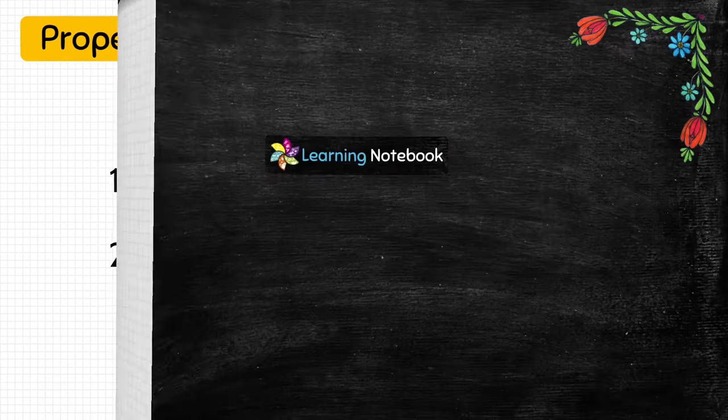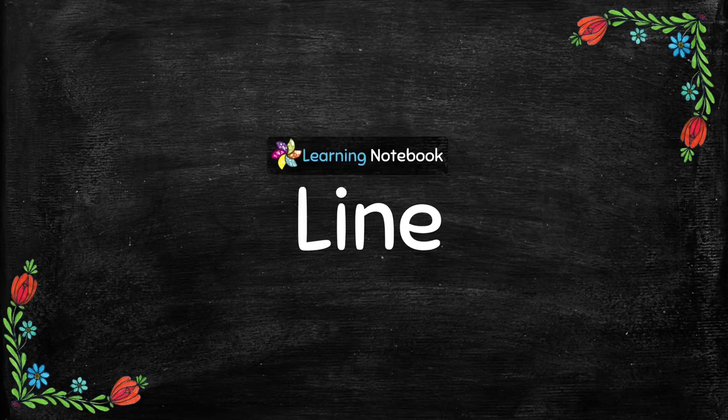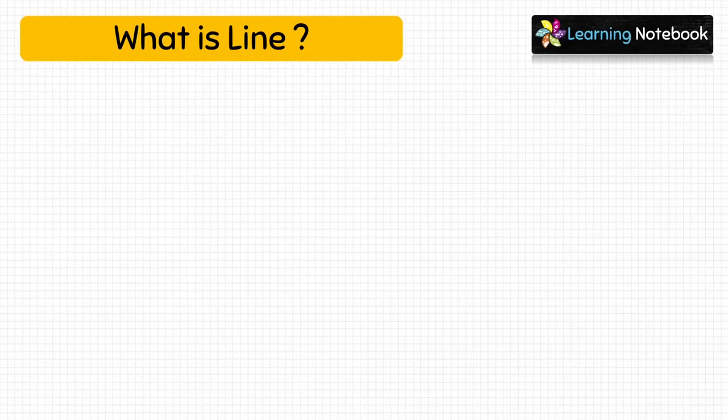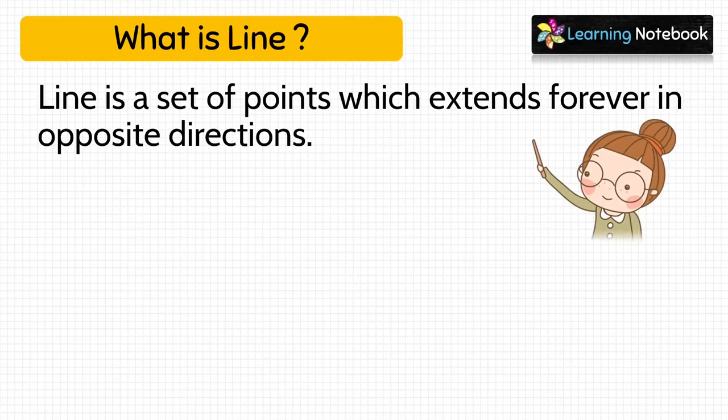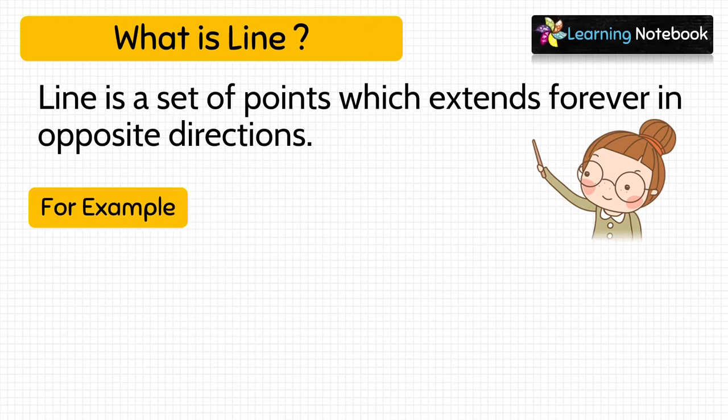Now, let's learn about what is a line. A line is a set of points which extends forever in opposite directions. For example, this is a line. The arrows on both its sides represent that a line goes indefinitely in both the directions. So students, it means a line has no fixed length.